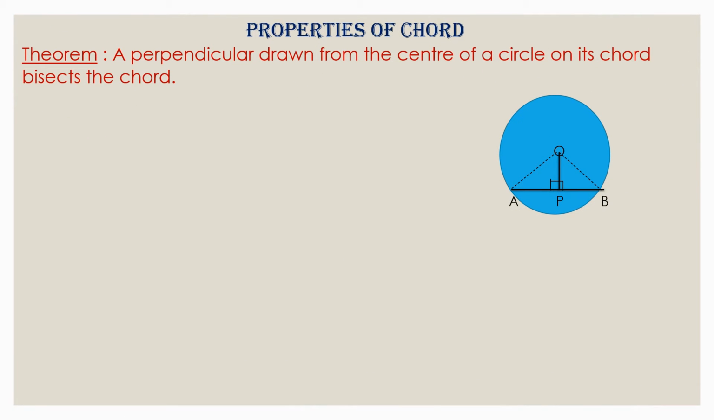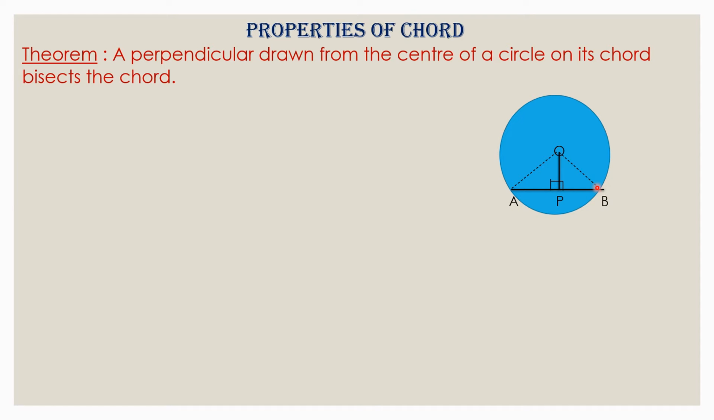Students, let's learn properties of chord. First property, there is the theorem. A perpendicular drawn from the center of a circle on its chord bisects the chord. That is, in this circle, O is the center of the circle and OP is perpendicular to AB is given. In this theorem, we have to prove that segment AP congruent to segment PB.